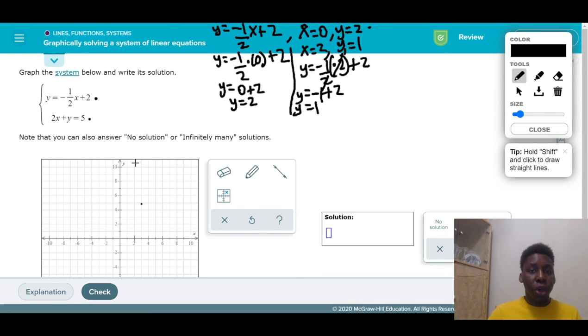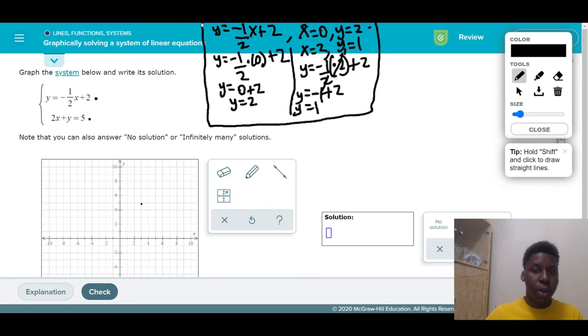All right, so feel free to pause the video and try to see if you can solve this second equation and see if you understand. But if not, just follow me as we do it. So let's look at the second one. The second one is 2x plus y equals 5, right?